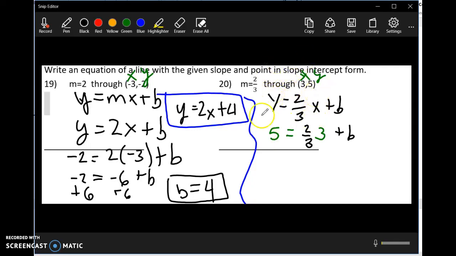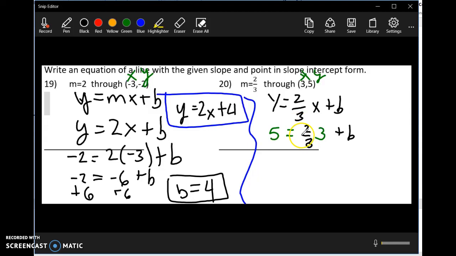Okay, so we started on problem 20 last time, but unfortunately we ran out of time on it. So the big thing is, again, we knew our slope, so we plugged that in, got 2/3. We knew an x and a y, so we plugged that in, got 5 equals 3. And now we've got to find what b is.